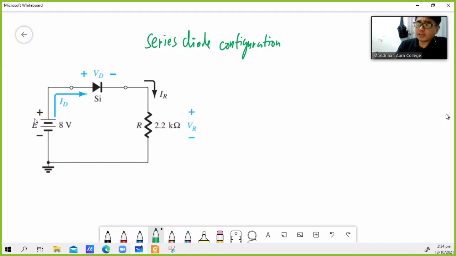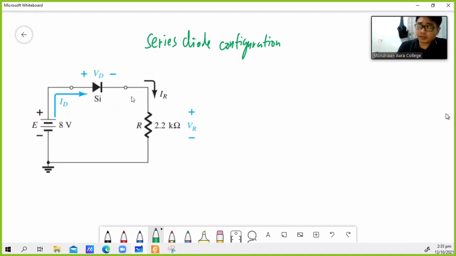Okay. For this one, this is similar to the half-wave rectifier. So bakit siya tinawag na series? Kasi yung load natin, which is a 2.2 kilo ohm resistor, naka-series siya dito sa silicon na diode natin. So it's called a series diode configuration. For parallel, magkakaroon tayo later ng example dyan.